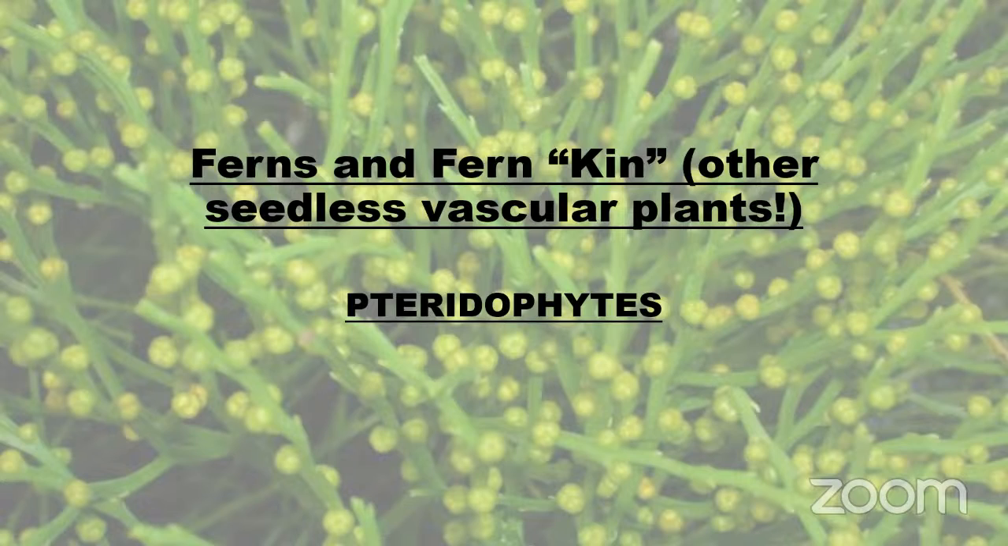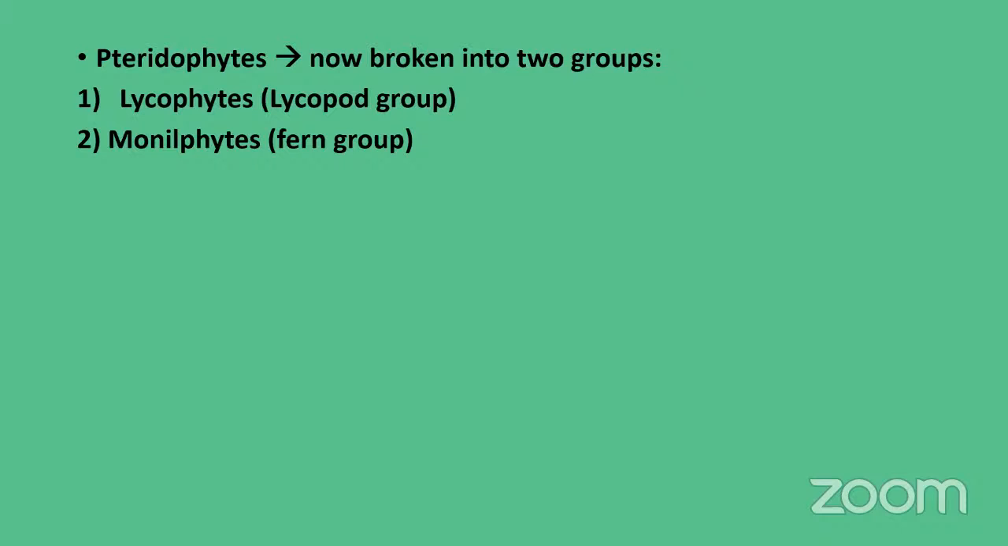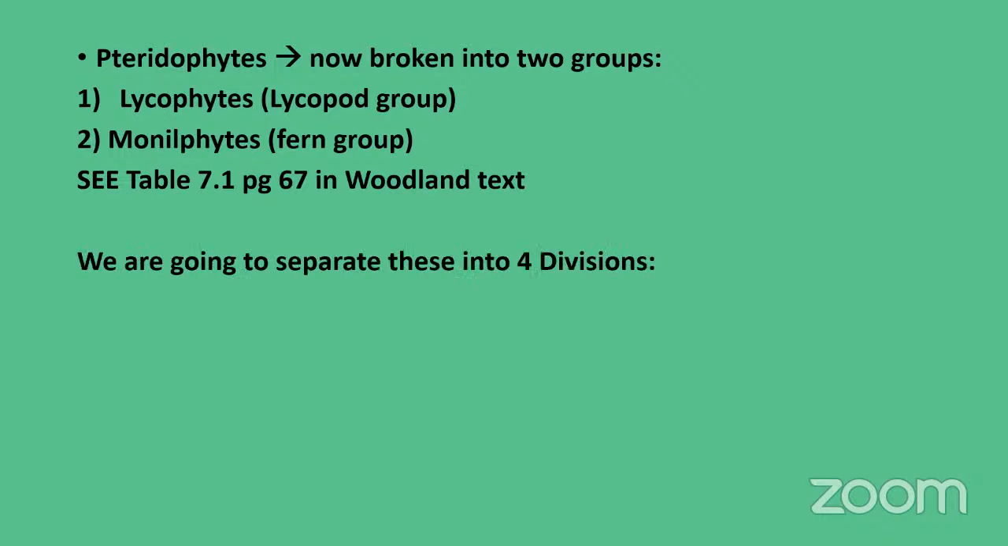Okay. So today we're thinking about ferns and fern kin or fern allies, which are otherwise known as pteridophytes. So pteridophytes are vascular plants that don't have seeds. So pteridophytes can be broken into two groups, roughly, the lycophytes, or the lycopod group, and the monilophytes, or the fern group. The lycophytes branch off first, and the monilophytes are going to have further divisions.